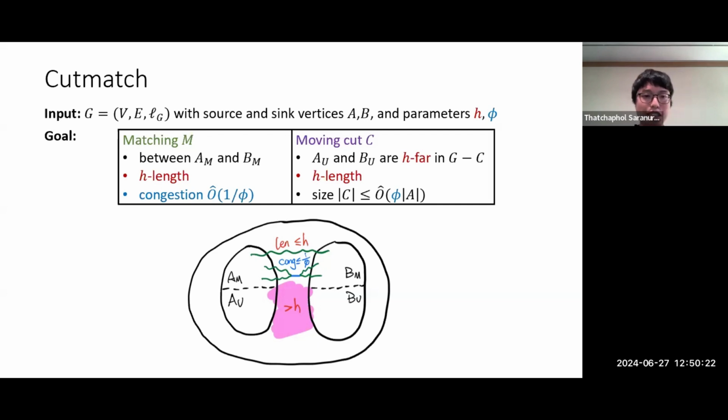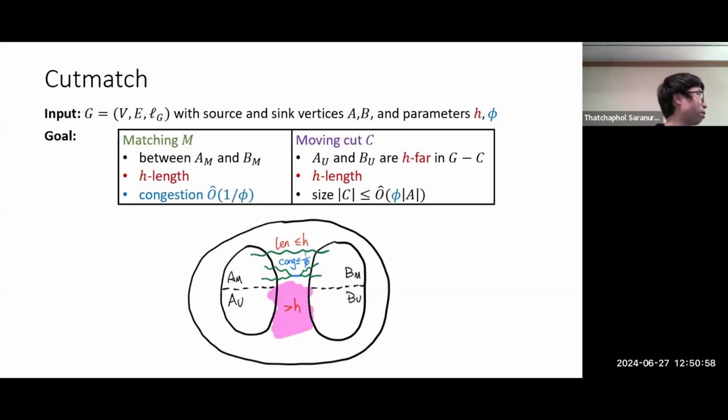About the moving cut, after you apply this moving cut on the graph, it will separate the unmatched part, the rest of A and B, AU and BU in this figure, to make them h-far. H-far means vertices in AU have distance larger than h to vertices in BU. And this cut should have small size, only a phi fraction of the number of source vertices.